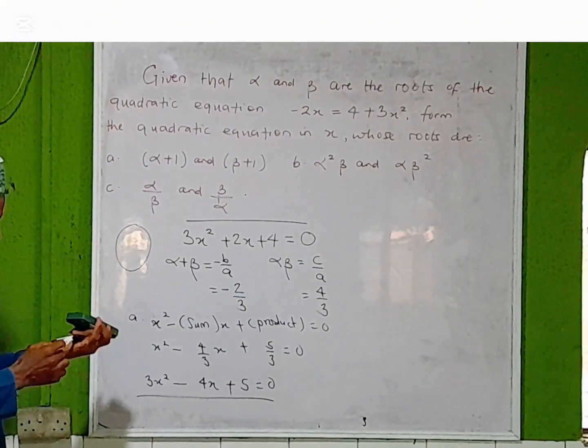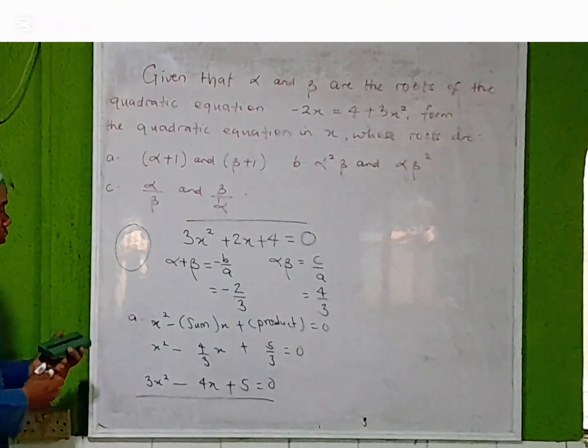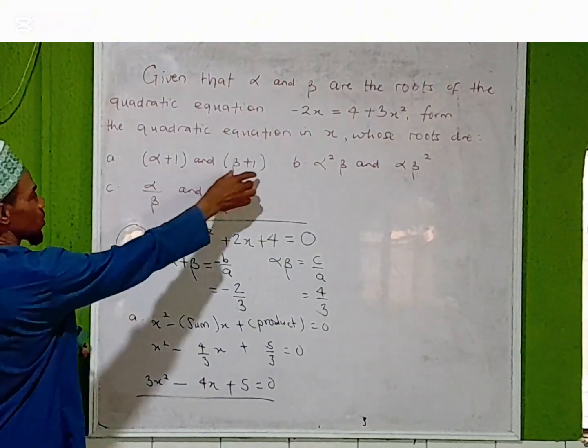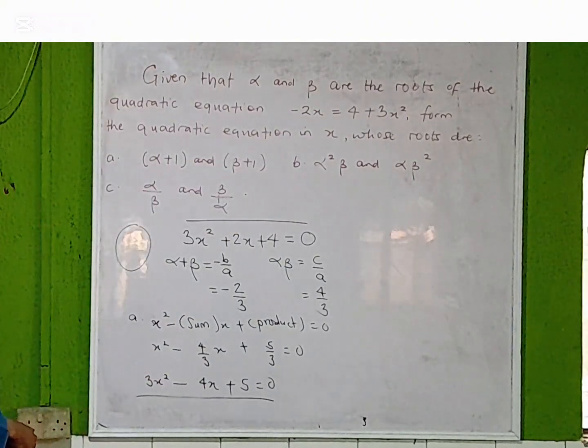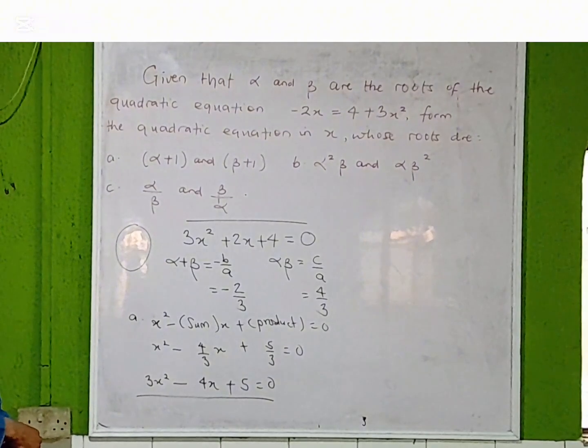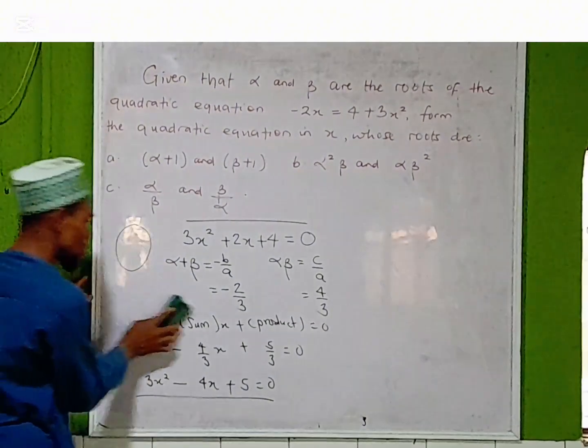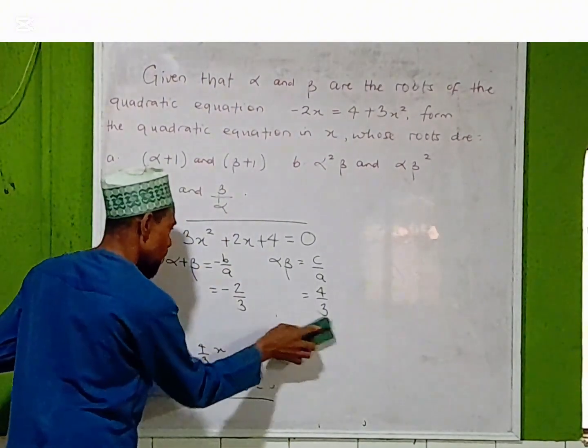So that's basically the new equation to be formed with the roots alpha plus 1 and beta plus 1, which I believe you found quite straightforward. Without wasting much time, let's go straight to number 2.